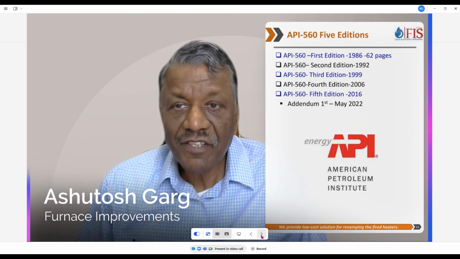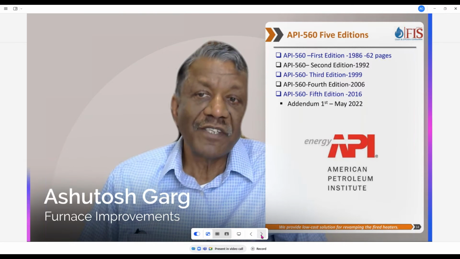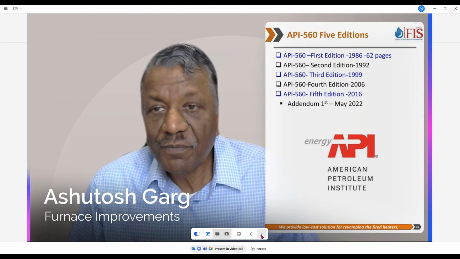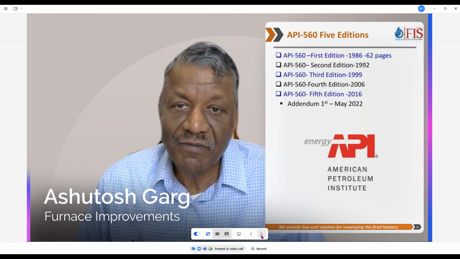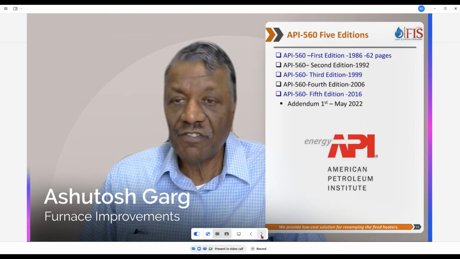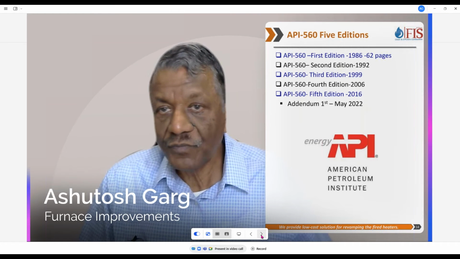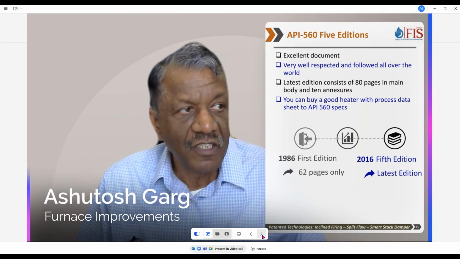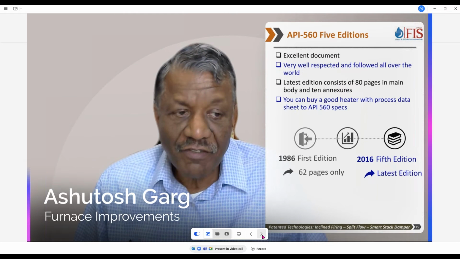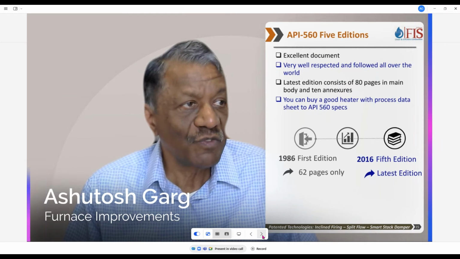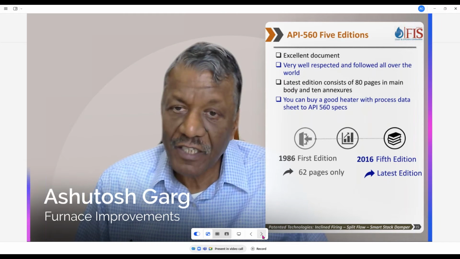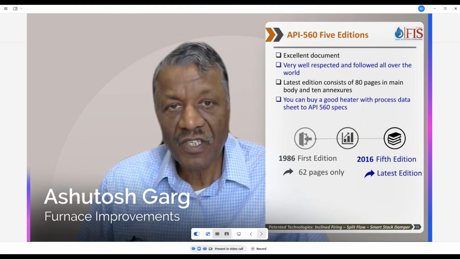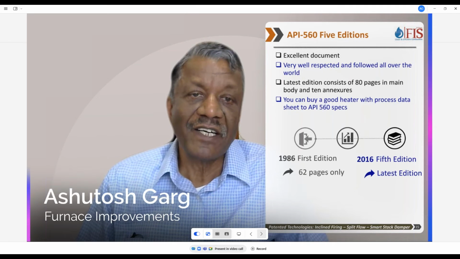What we find is that there are still a lot of improvements that can be made to fired heaters during the design stage. And it's always cheaper to fix things on paper than in the field. We can get better and reliable heaters with better heater specifications. So as I said, it is a very, very good, impressive document followed all over the world. The initial document was 62 pages. The 2016 edition is much more comprehensive and is 400 pages.